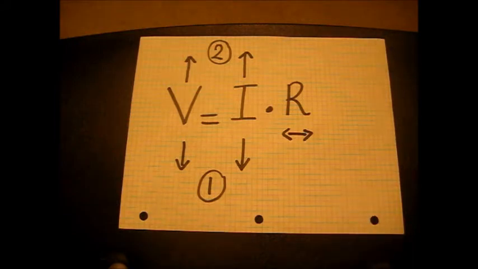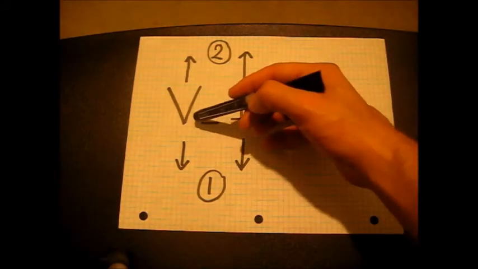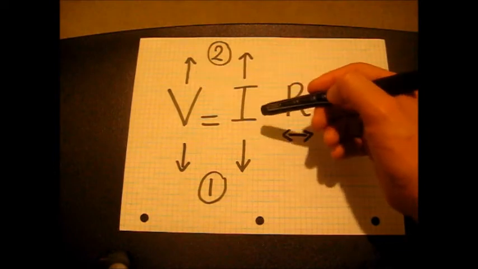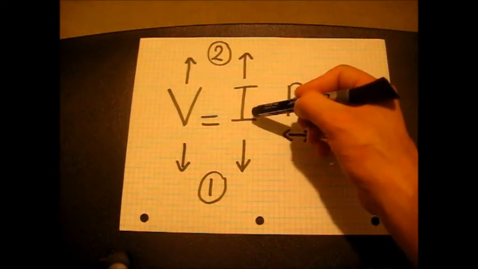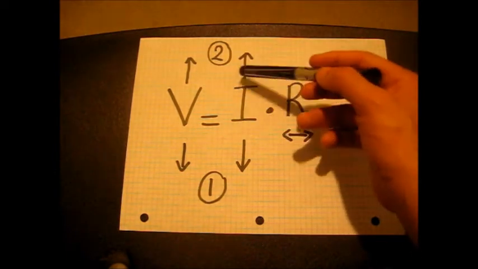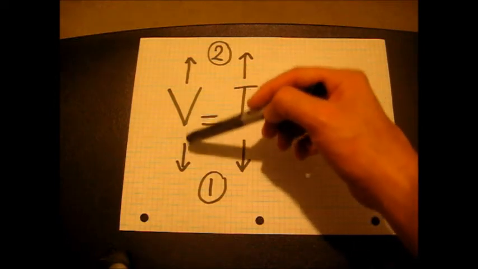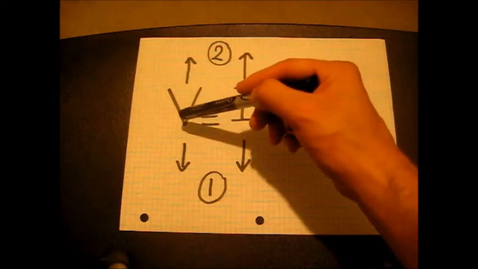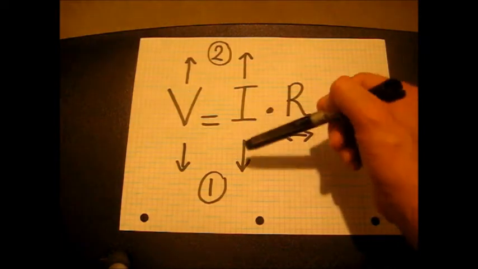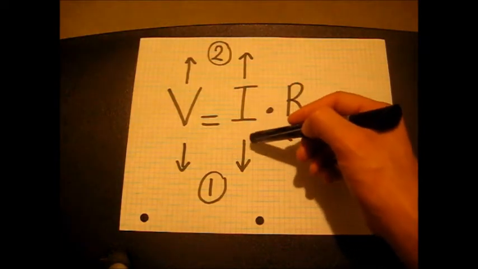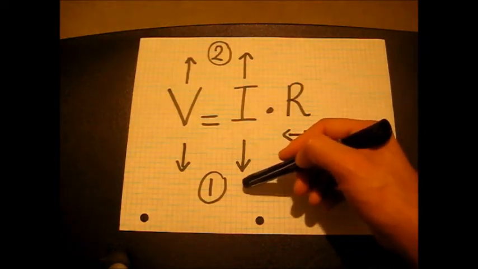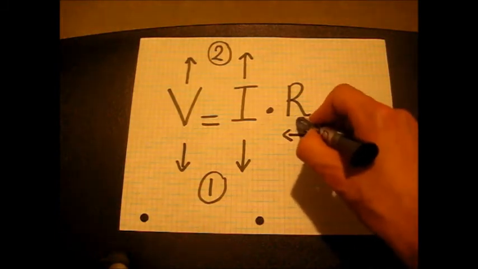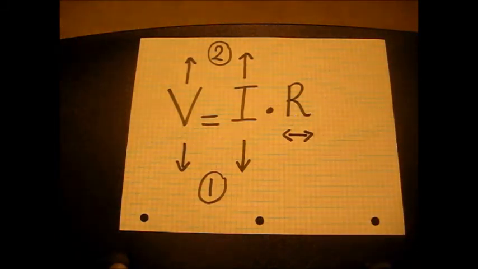According to Ohm's law, if you increase the voltage, the current will increase proportionally as you see here, and if you decrease the voltage, the current will decrease proportionally too, since the resistance is constant.